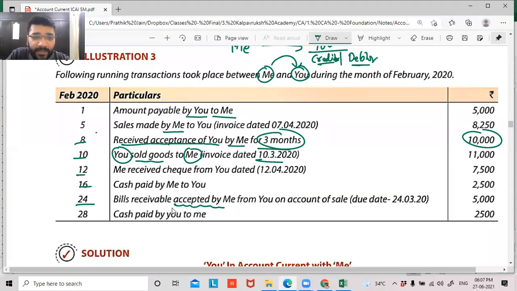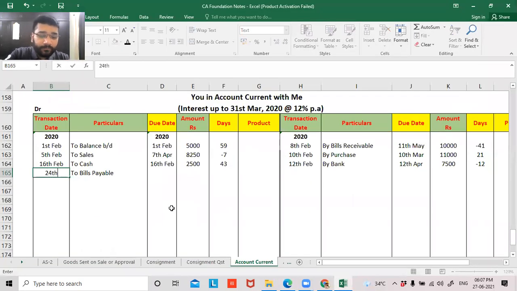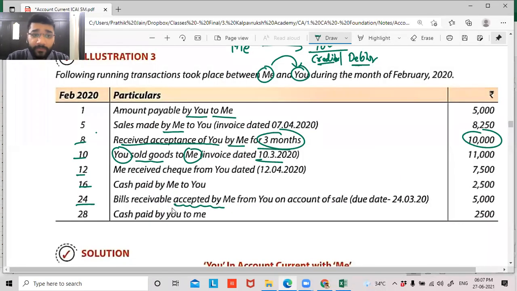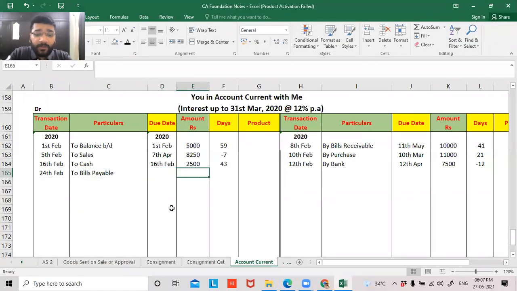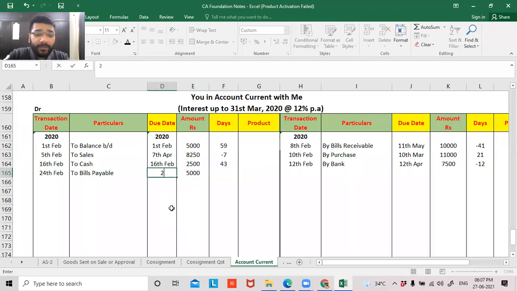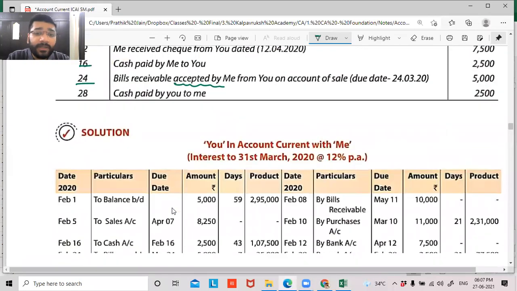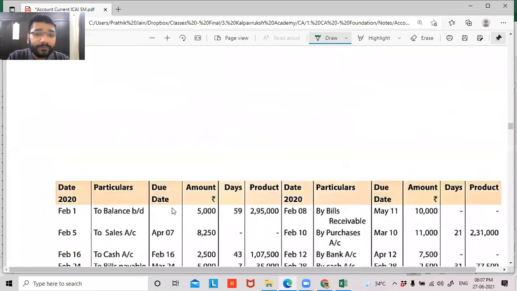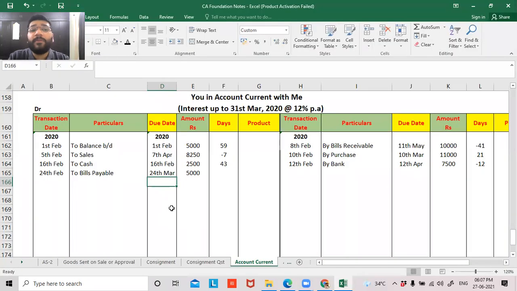What is the transaction date, guys? It is 24th of Feb. 5,000 rupees. Due date is given, guys, 24th March 2020. Please tell me, guys, the due date is falling before the account current statement date or after? Before. So days will be positive or negative? Positive. So what will be the number of days, guys? Can I say 31 days of March minus 24? 7 positive days. Tell me, guys, any problem in this?